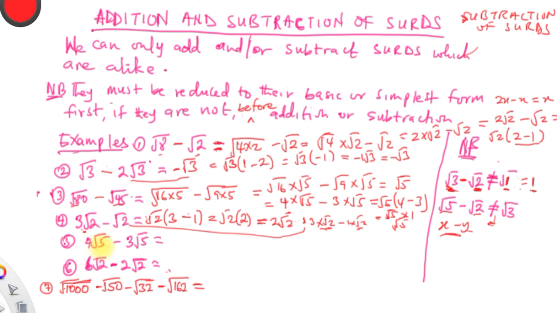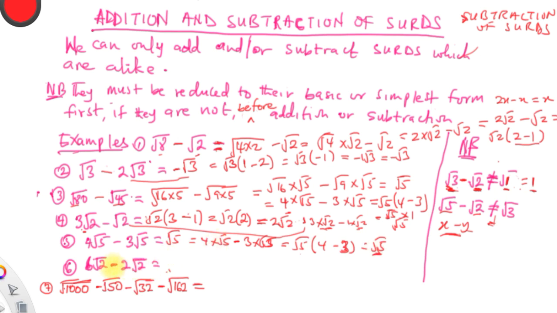We have 4 root 5 minus 3 root 5. Then we get 1 root 5, which is root 5. If you like, you can factorize. This is the same as 4 times square root of 5 minus 3 times square root of 5. You can factorize square root of 5 out. Then you get 4 here, and then minus 3. Have you seen? So 4 minus 3 is 1. So 1 times square root of 5, and then you get square root of 5, as we got it.